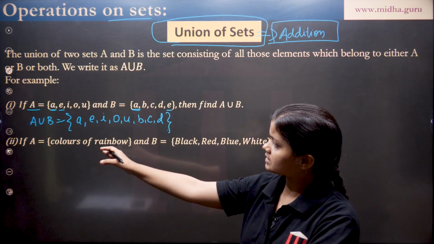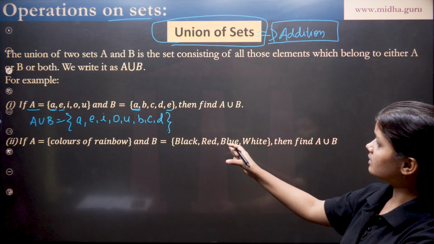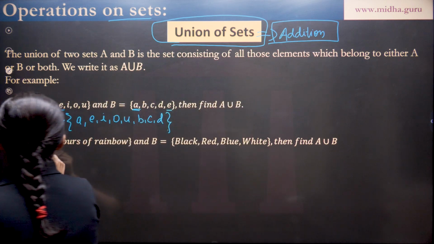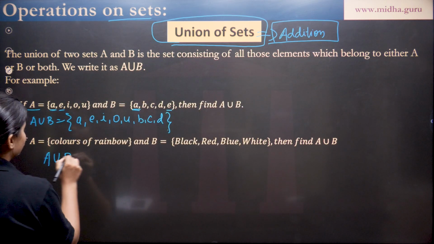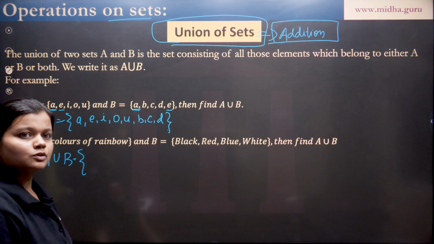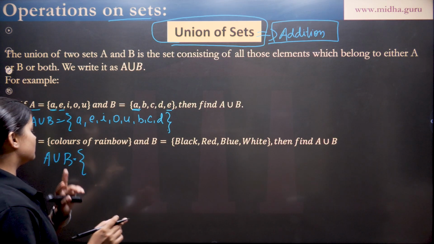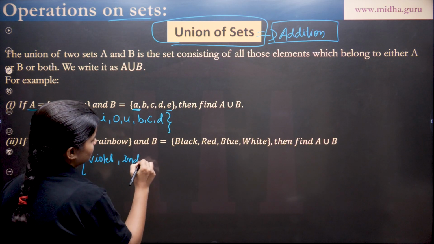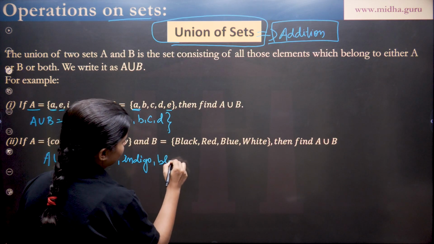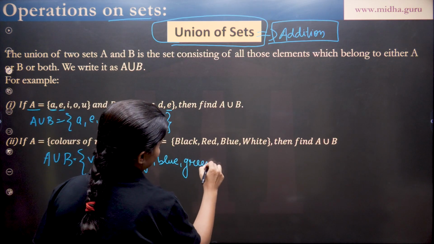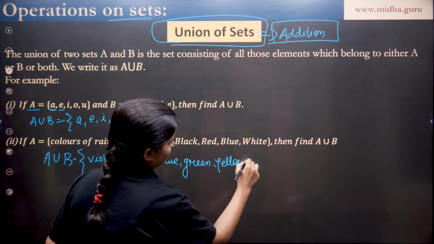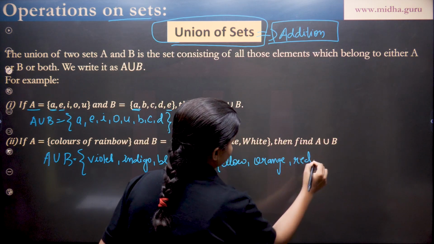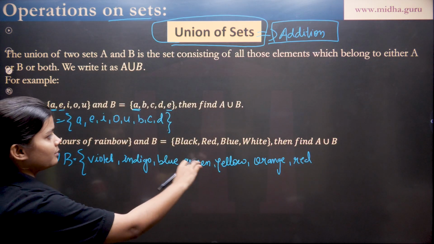Next is, if A is the colors of the rainbow and B is black, red, white, blue, etc. We have to find A union B. To find A union B, we can write all the elements of A and all the elements of B inside a single set. So the colors of the rainbow are violet, indigo, blue, green, yellow, orange, red. Okay, so these are the elements of set A, and in set B there is black.